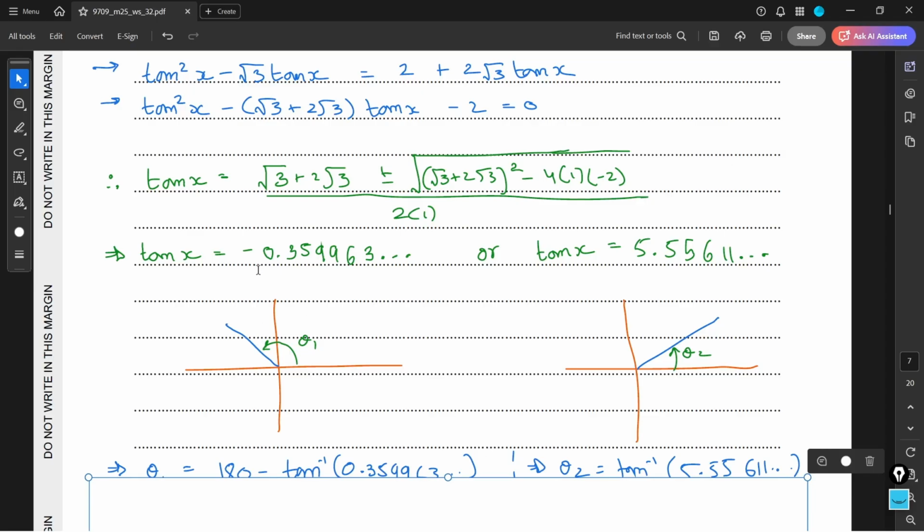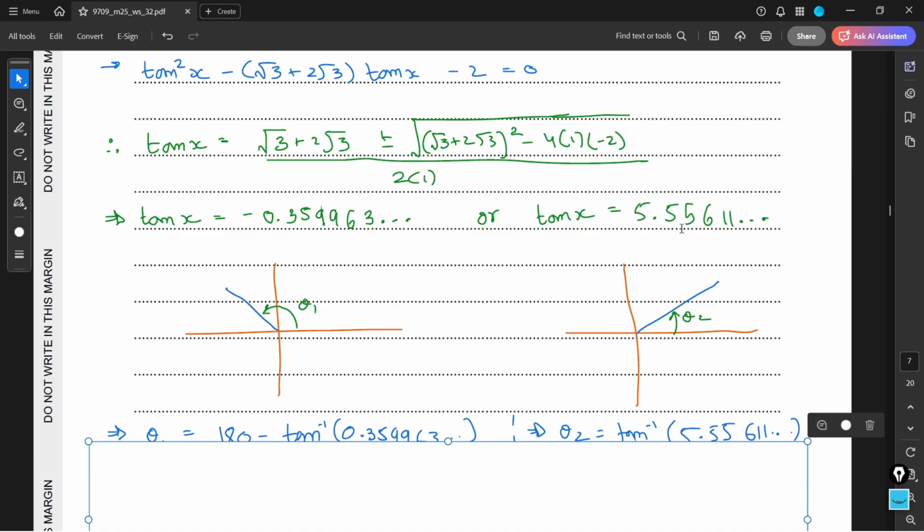which is, I'll first figure out what this base angle is. I can find that base angle just by taking tan inverse of this positive value, not the negative. It is always the positive value. So I'm taking tan inverse of that positive value to get that base angle. And then from 180, I'm subtracting that base angle to get my theta 1.